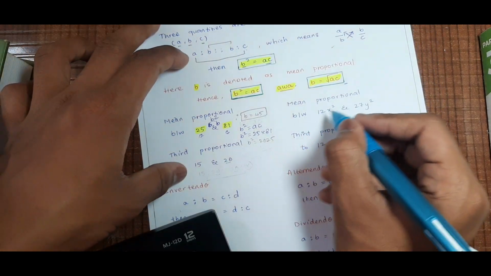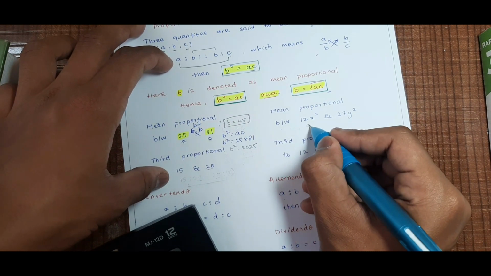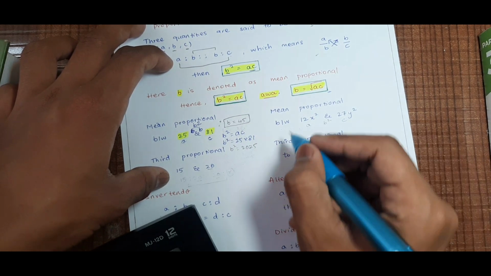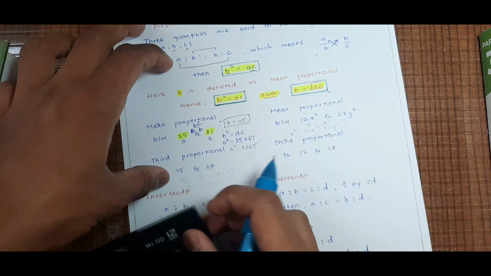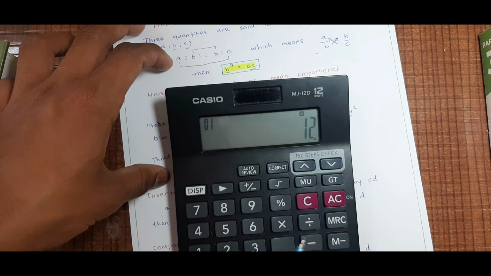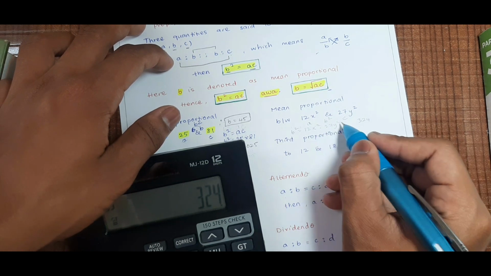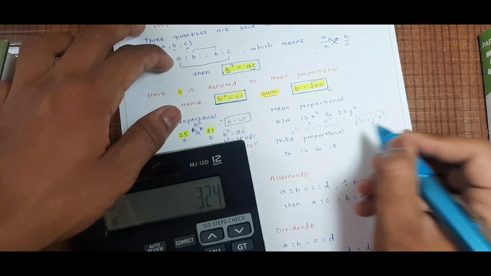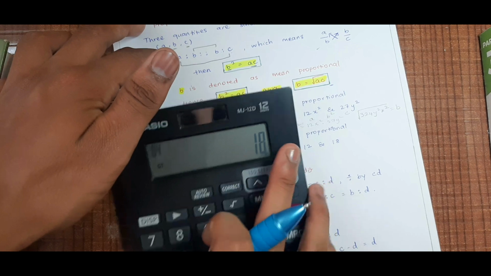In the same way, mean proportional between 12x square and 27y square. Consider 12x square as A and 27y square as C; what we should find is B square. So B square equals 12x square into 27y square. 12 into 27 is 324, so 324 x square y square. If we take the root of this, we get B. So the root of 324 is 18.